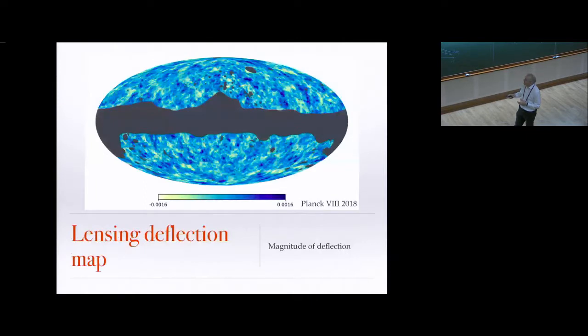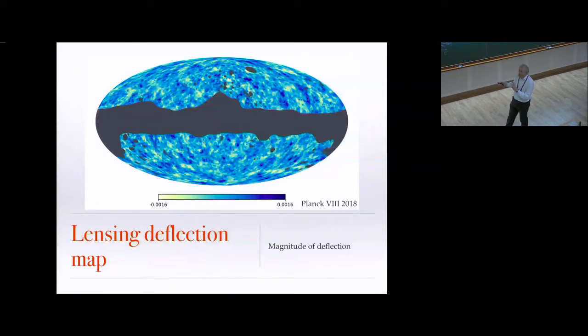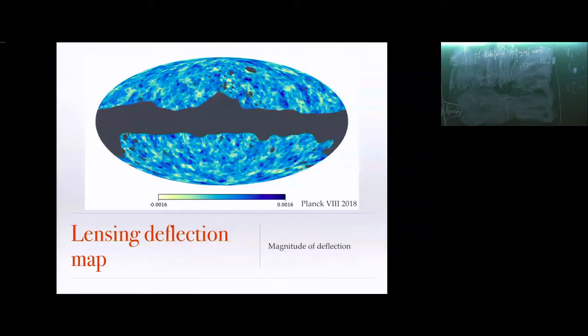And this is the best or most probable estimate of the magnitude of the deflection angle across the sky. This is basically a very noisy map, but the noise is uncorrelated with the signal. So this is telling you about the projected mass distribution along the line of sight to the CMB. It has many advantages over galaxy lensing. You can use it in combination with galaxy lensing to improve understanding of intrinsic alignments, which clearly don't apply here.